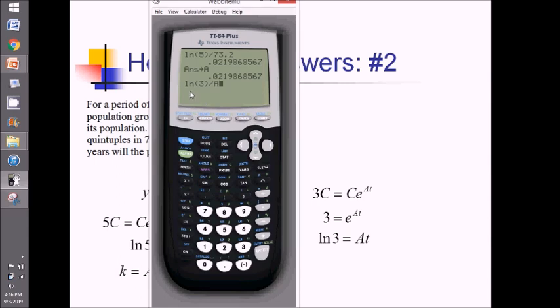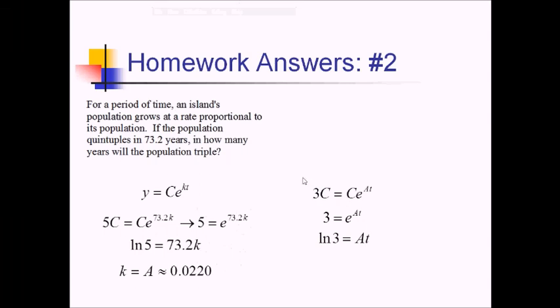So here we go, I've got ln of 3 divided by A, and that comes out to, rounded off to 3 decimals, 49.967, and that is going to be in years.